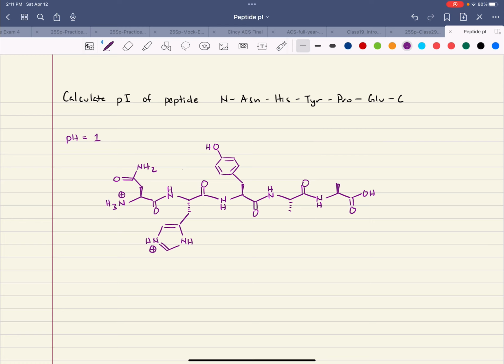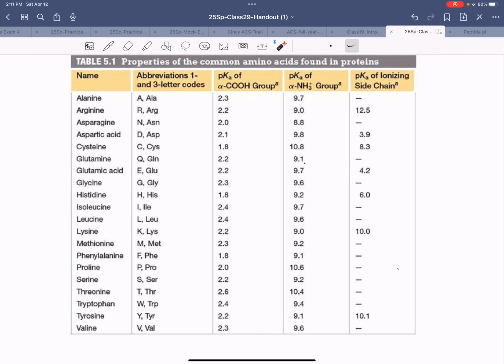pH 1 is not acidic enough to put another hydrogen here and make it positive. So don't do that, just like you would not do this. Don't do that either. Between the pHs of 1 and 13, the tyrosine OH will never become positive. But at some point between the pHs of 1 and 13, this will become negative. I believe that that's true because tyrosine has a pKa value for its side chain. We see that right here, 10.1.